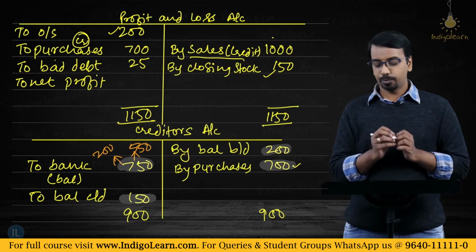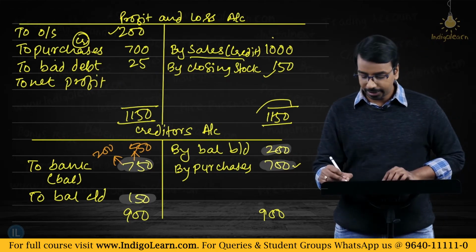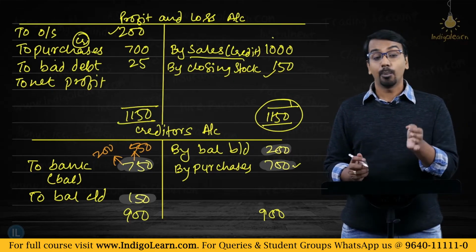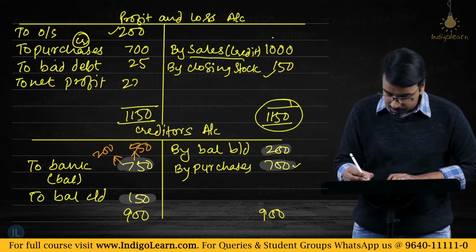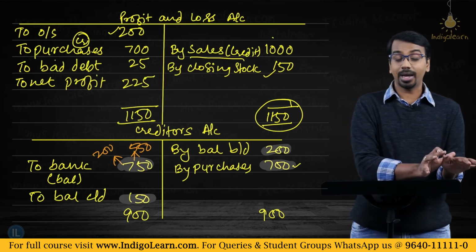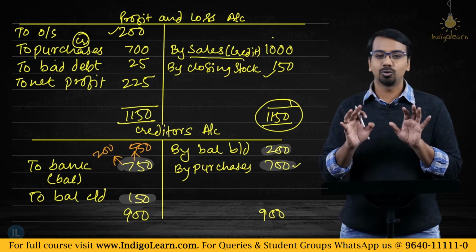Now, what would happen to the profit? 1150 on the credit side, minus 200, minus 700, that brings it to 250, minus 25, our net profit is now 225. Let's assume for creditors there is no impact, and for the balance part on debtors also there is no impact.